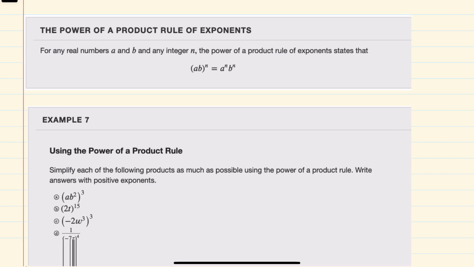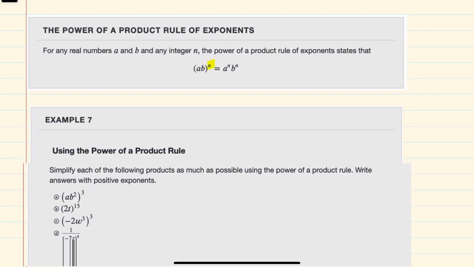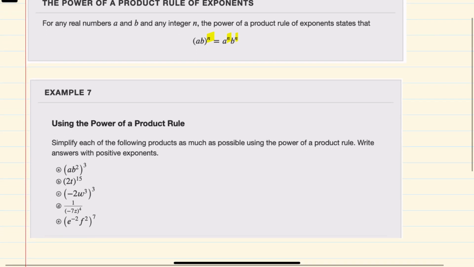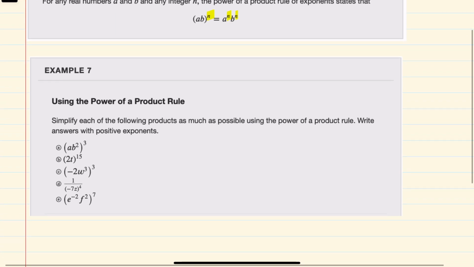First, looking at the rule, we can see that whenever we have a product, here a times b, that's being raised to an exponent, that exponent applies to both of those values being multiplied. You can see this as sort of a version of distribution where the power outside is being applied to all of the terms inside the parentheses. We have a few examples here where we are going to use this rule.